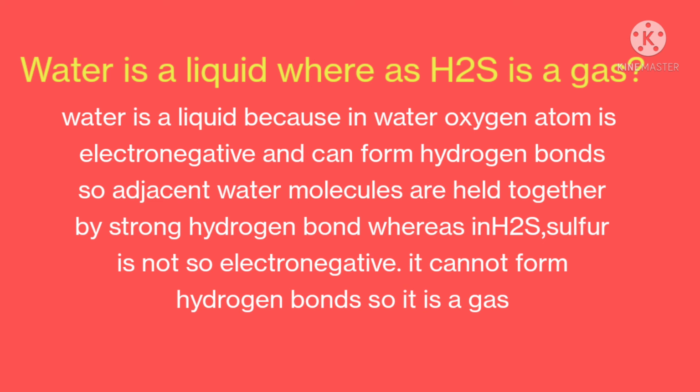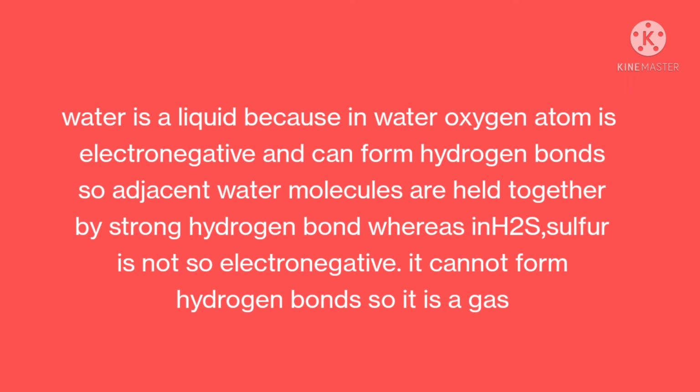Water is a liquid, whereas H2S is a gas. Water is a liquid because in water oxygen atom is electronegative and can form hydrogen bonds with adjacent water molecules. So adjacent water molecules are held together by strong hydrogen bond, whereas in H2S, sulfur is not so electronegative. It cannot form hydrogen bonds, so it is a gas.